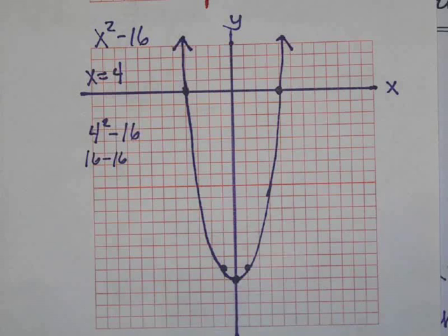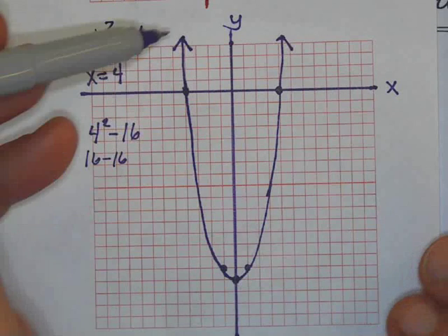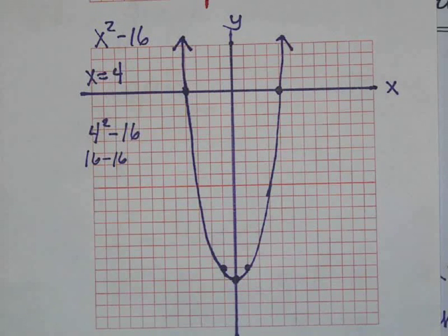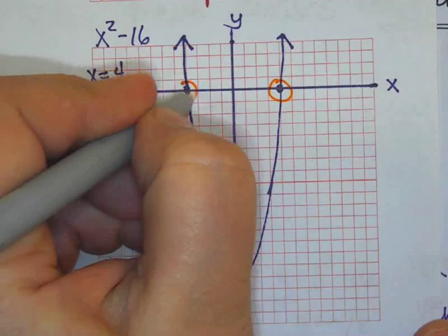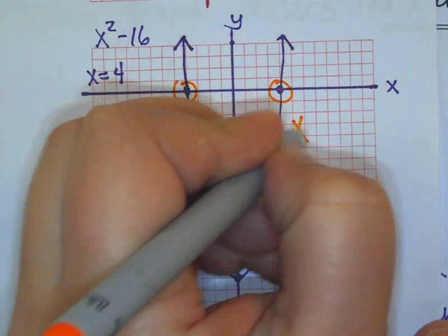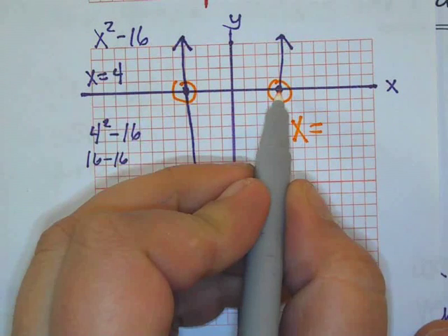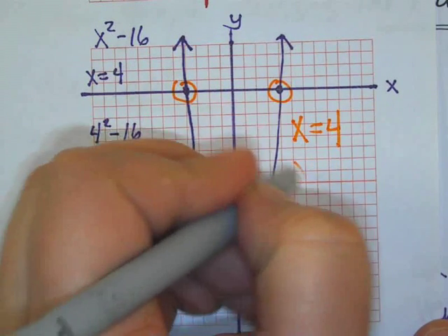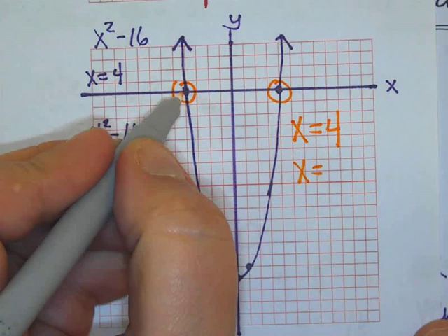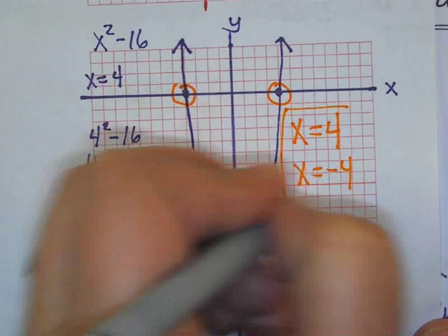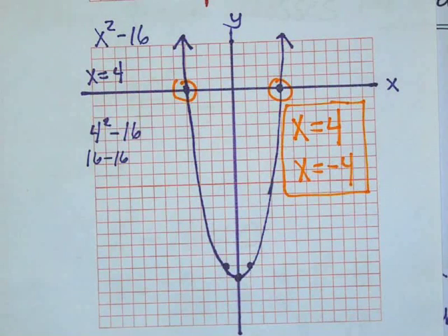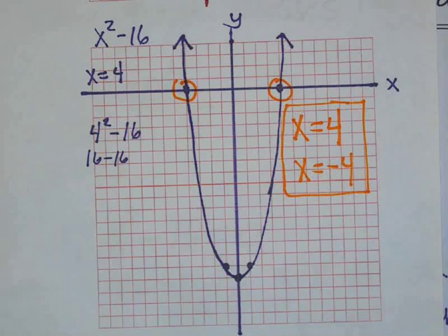The question they're asking, though, is they want to know when the graph is equal to 0. We want to know when it crosses the x-axis. So it crosses right here, and it crosses right there. So that's when x equals, what did we just find this one was? 4. And also when x equals negative 4. That's the solution. Kind of cool, huh? I like it.